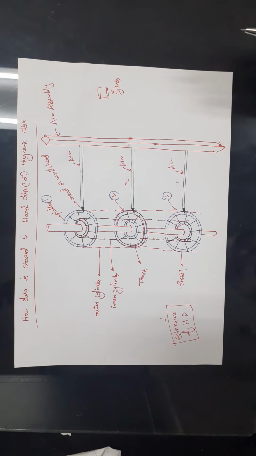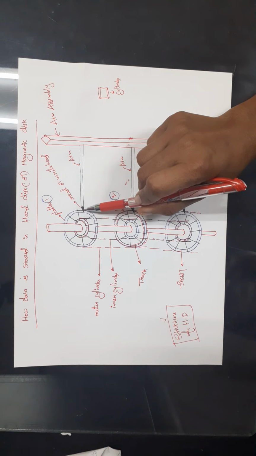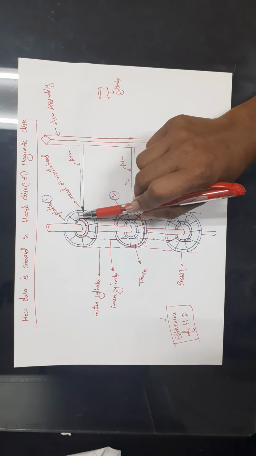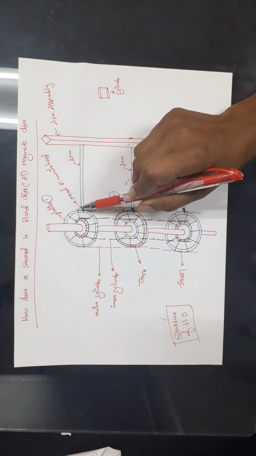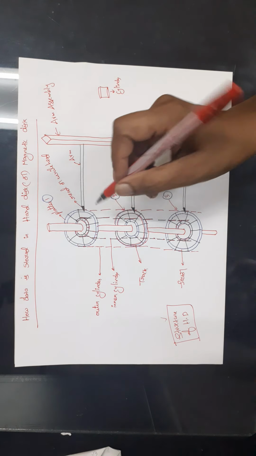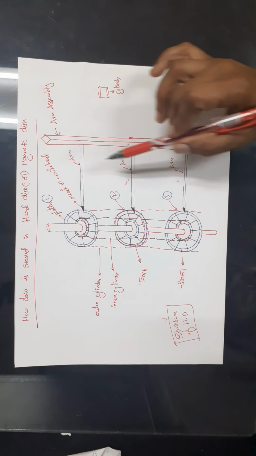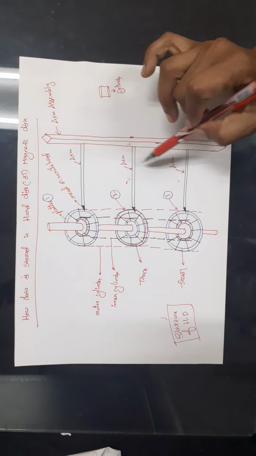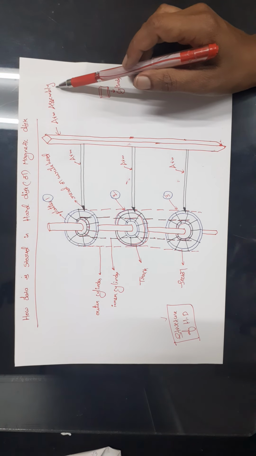Now this is called the read or write head. That means if you want to read anything from the disk or write anything into the disk, then we will use this read or write head. And these are called arm 1, 2, 3. Here we have 3 arms and all the arms are connected to the arm assembly.